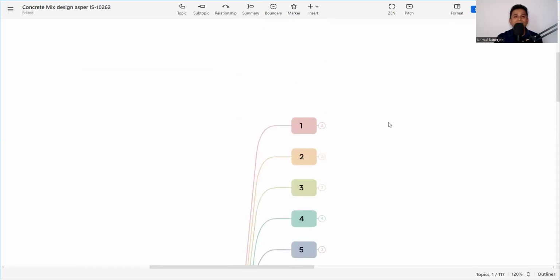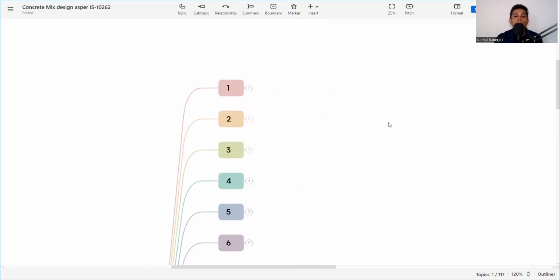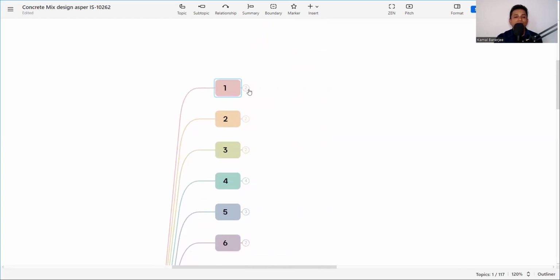सो पहले शुरू करते हैं हाउ टू perform mix design as per 10262. So first, what we need to know is the grade of concrete. What is the grade of concrete? Grade of concrete is the minimum compressive strength at 28 days whenever we are testing the 150 into 150 into 150 cube, which means we are doing the 150 cube. So the minimum strength required at 28 days, that is the grade.